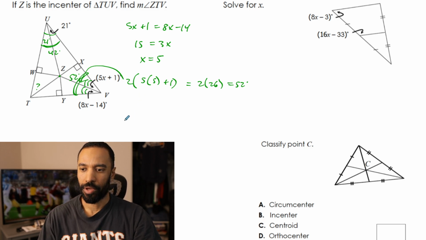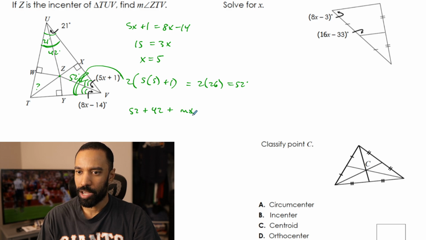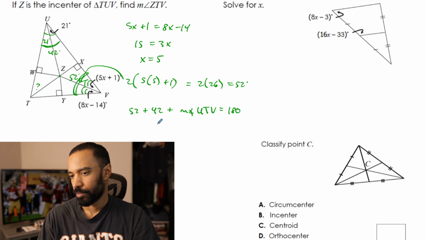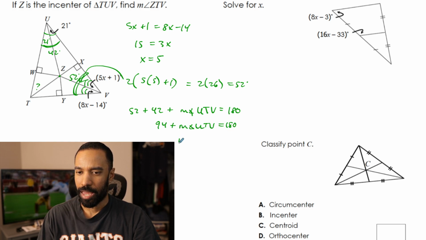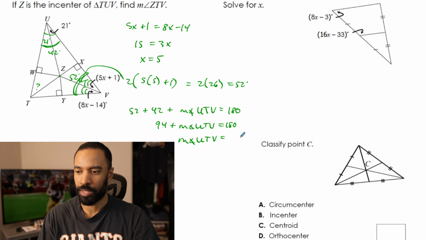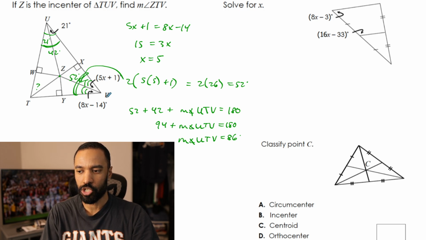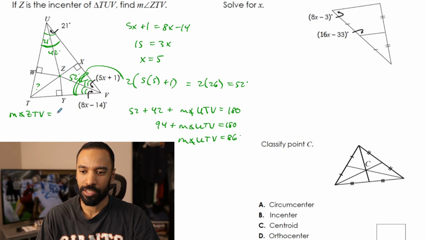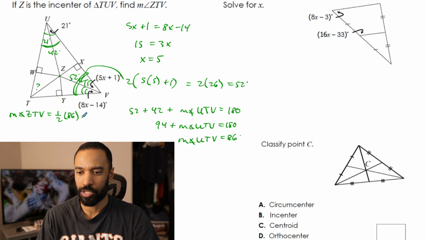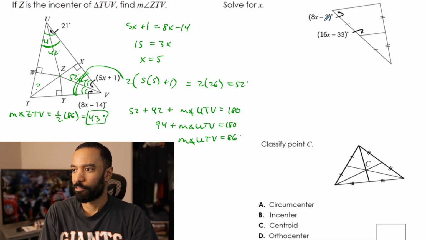So now we know that we have a 52 degree angle plus a 42 degree angle plus the measure of angle UTV is 180. So that's 94. And measure of angle UTV would then be 86. So that's not ZTV though. ZTV should be half of that. So measure of angle ZTV is half of 86, which is 43 degrees. There's the answer.